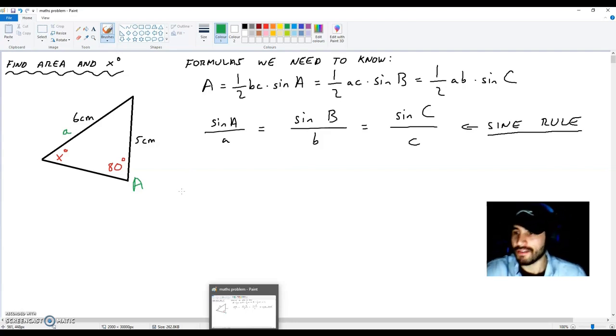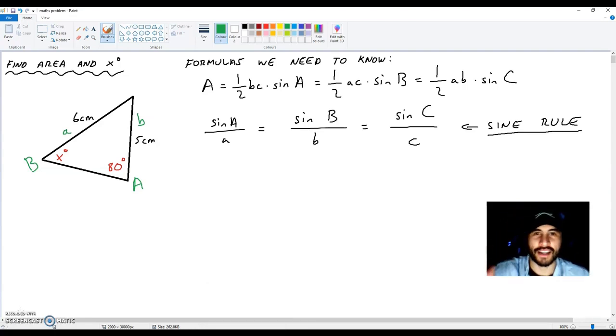Now where we have the angle X, I'm going to give it the property big B, okay? And opposite to the angle X, where we have the length 5 centimeters, I'm going to give the property small b. Now to find X, we are going to use the sine rule using the variables that we've just described. Okay, so let's get down to business.